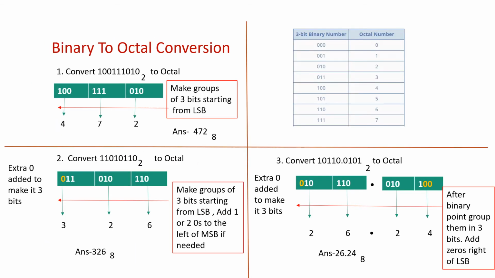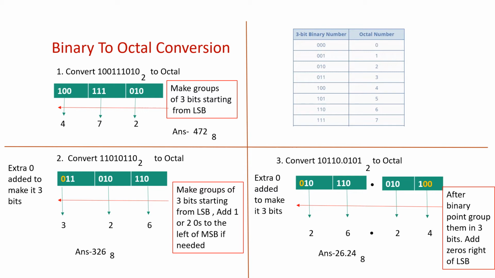The next one is the binary to octal conversion. Here what we are going to do is the bits of the binary integer are grouped into groups of 3 bits starting from the LSB. Then each group is converted to its octal equivalent. Let us look at the example.